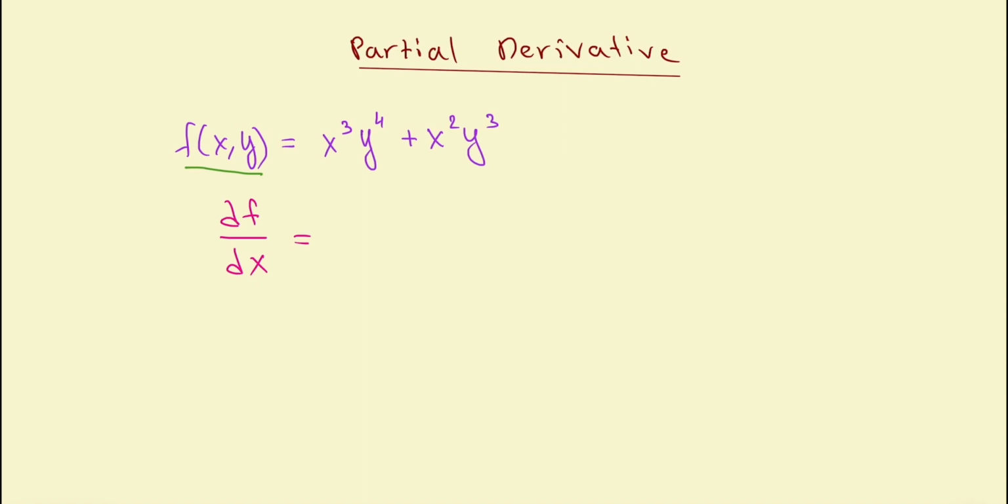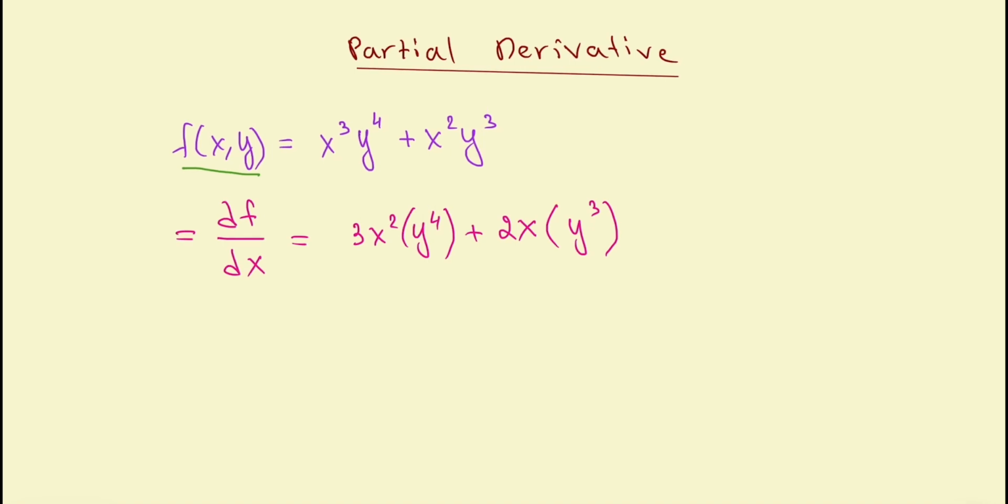The derivative of x cubed is going to be 3x squared. Now remember, all the other variables are going to be fixed. So y to the fourth is just a constant, plus the derivative of x squared. In this case, it's going to be 2x, and y cubed is going to be constant. The rest is simplification. Another way to write this is f of x.